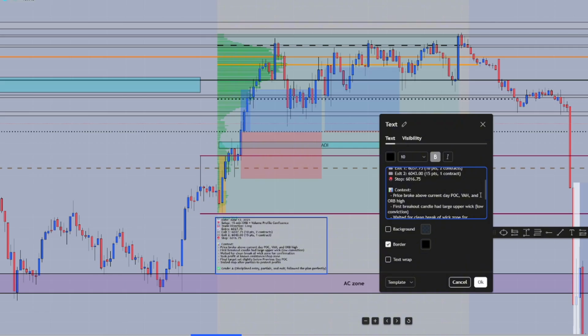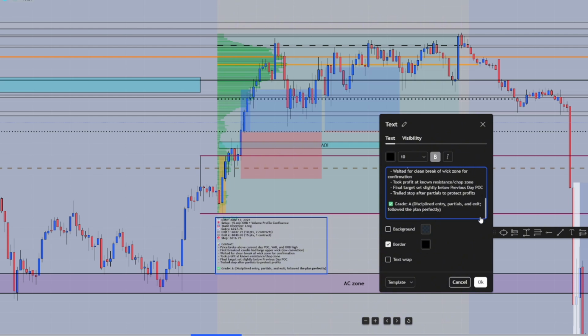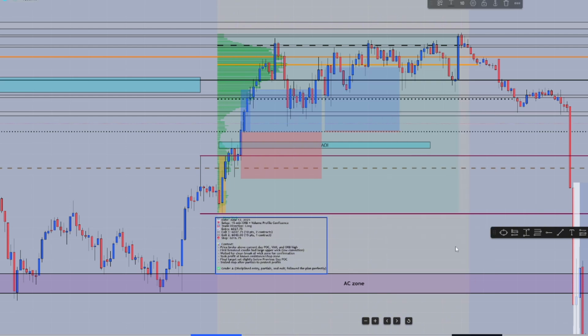So, you know, I don't play about candles with wicks when it's the breakout candle. That's indecision for me. Waited for a clean break of the wick zone for confirmation. Took profit at known resistance chop zone. Final target set slightly above previous day POC. Trail stop after partials taken. Okay, so I'm gonna tell you what I did this day. This is one of my best trading, most disciplined days I've ever had in my life.